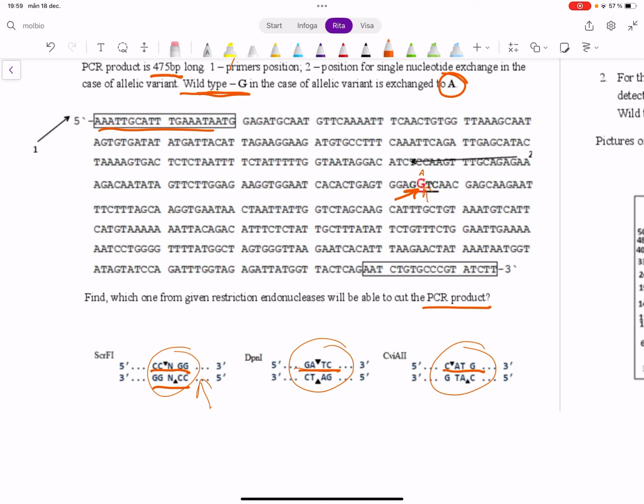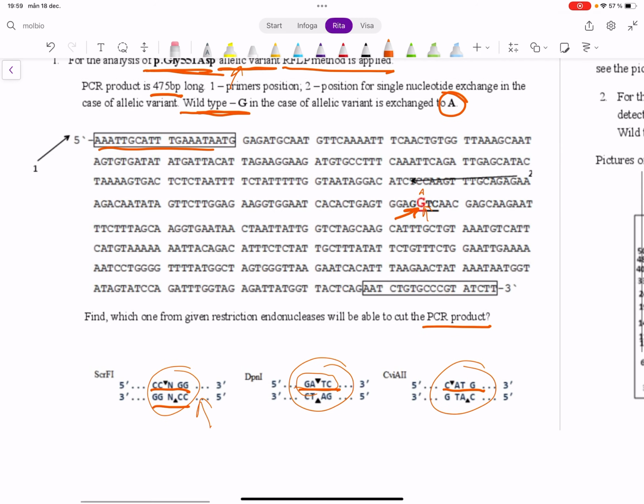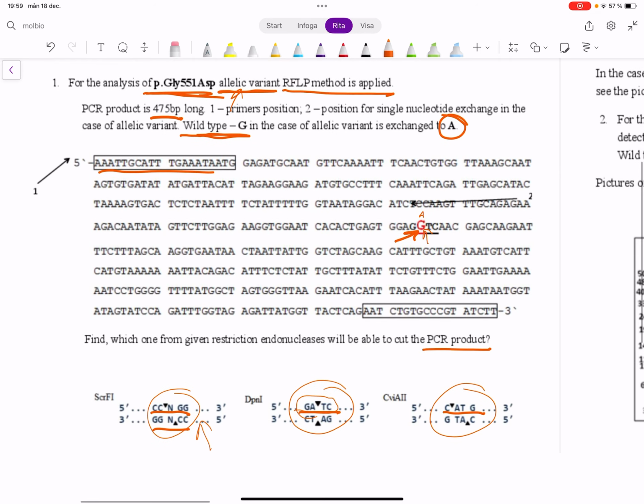If we look at GATC, this restriction enzyme's job is to go around and look for this sequence, and when it finds the sequence, it will bind to it and then cut. Here the wild type has GGTC, but they have told us that they want to cut an allelic variant. So this restriction enzyme would find the GATC and then it would cut. Therefore, this one would be correct because we have this sequence. If the G is exchanged to an A, which means allelic variant, then it will come and bind.